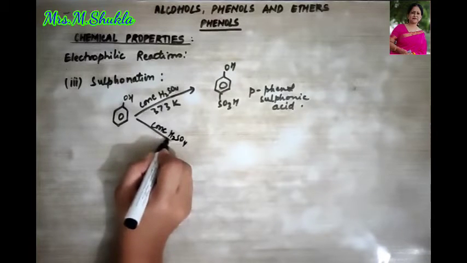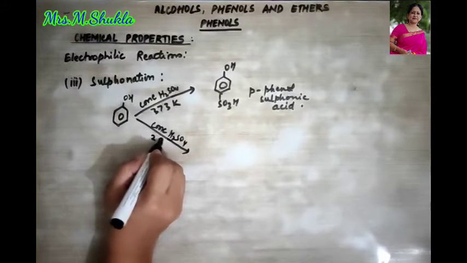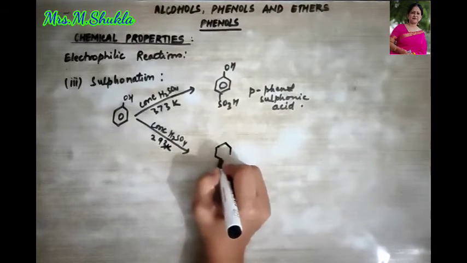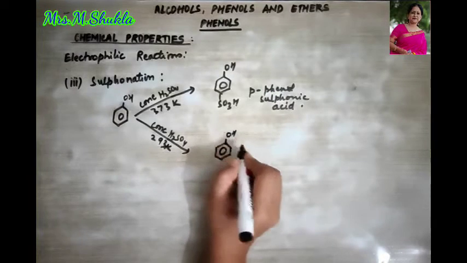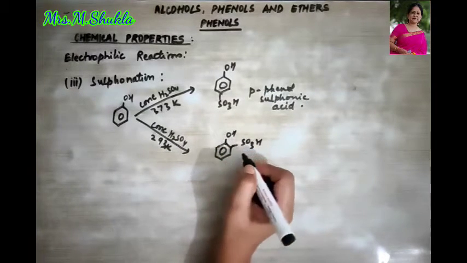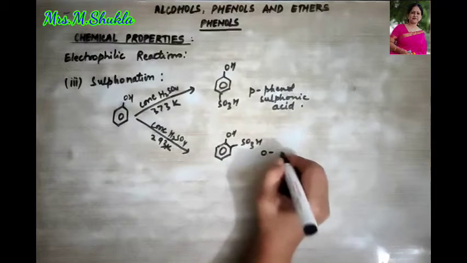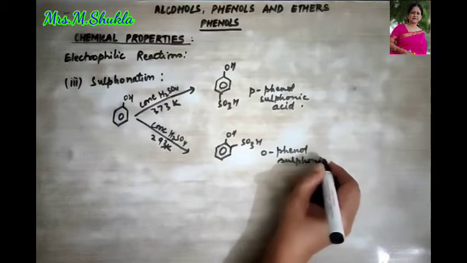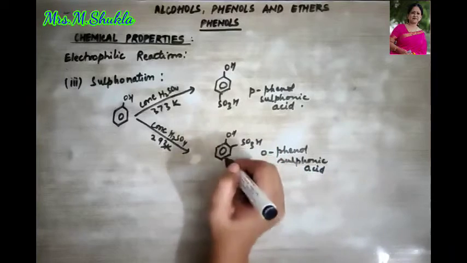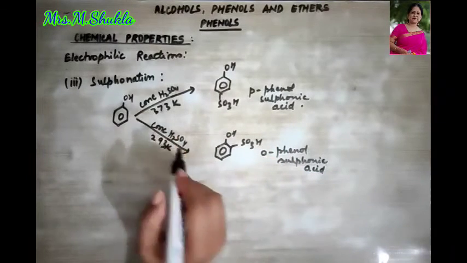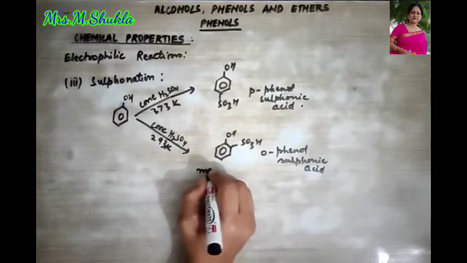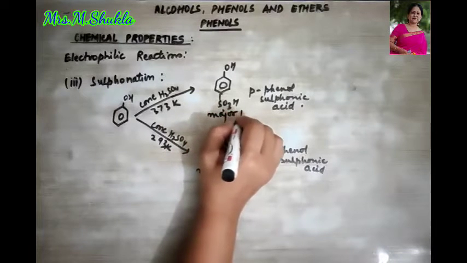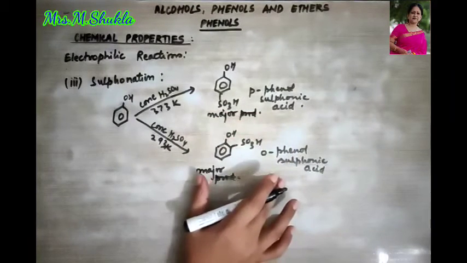But that same phenol, when it is treated with concentrated sulfuric acid at 293 Kelvin, then its major product is, and what is this called? Ortho-phenol sulfonic acid. So these two are the major products formed at the particular temperatures. Okay, they are the major products. I hope this is very clear to you.